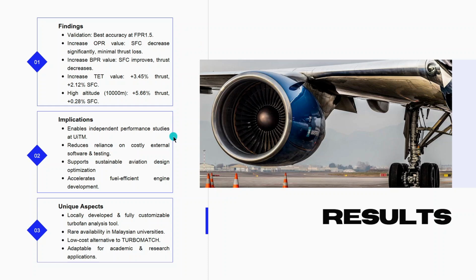The implications: this tool allows UiTM to perform independent, accurate performance studies without relying on costly external software or experimental setups. It also supports sustainable aviation by enabling faster optimization of fuel-efficient engine designs. Next, about what is unique about the research. What makes this project unique is that it is a locally developed, fully customizable interface for 3-spool turbofan analysis, something rarely available in Malaysian universities. It is a low-cost alternative to commercial tools like TurboMatch.